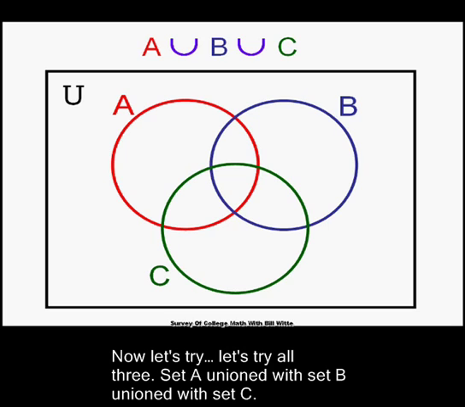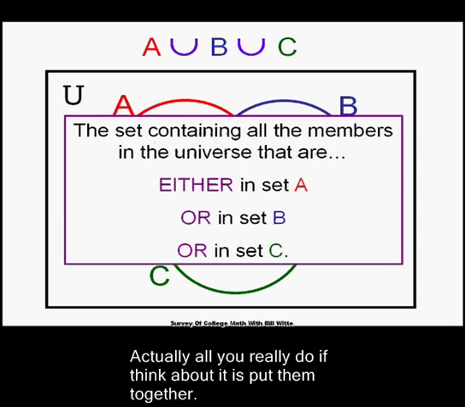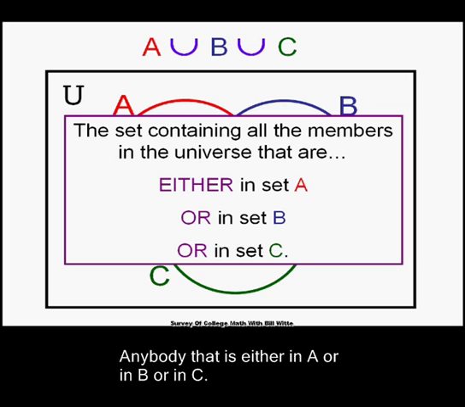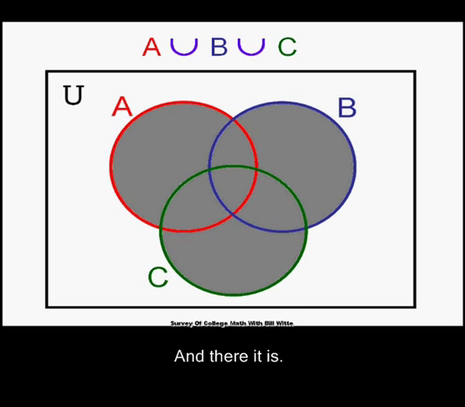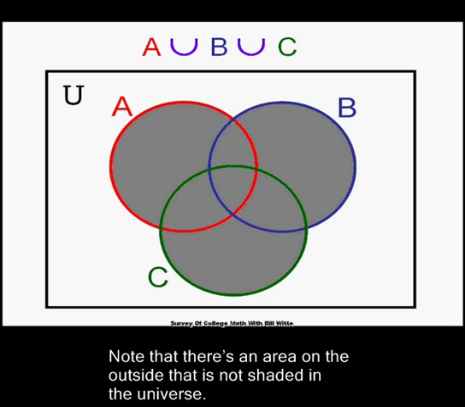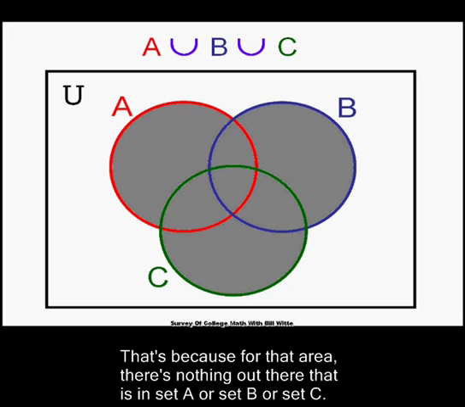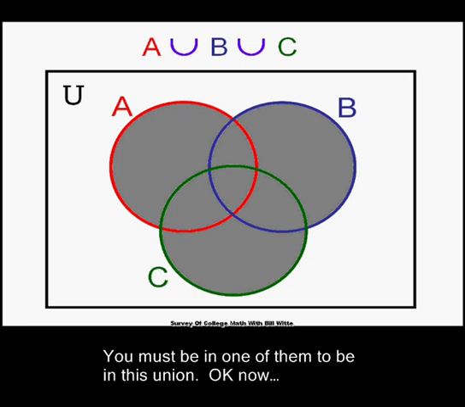Now let's try all three. A union with B, union with C. Well, all you really do, if you think about it, is put them together. Anybody that's either in A or in B or in C, this is going to be easy. As long as you're in one of the three. There it is. Now, there's an area on the outside that isn't shaded in the universe. That's because there's nothing out there that's in A or B or C. It has to be in one of them to be in this union.